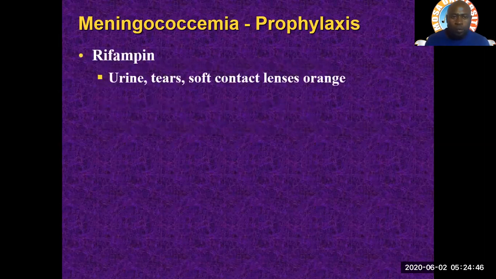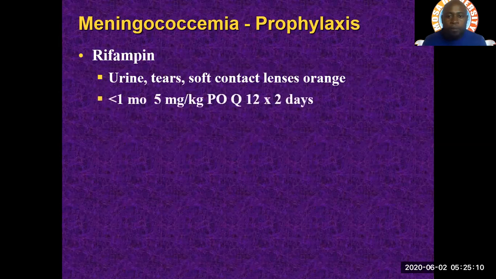So, rifampicin acts as the prophylactic drug of choice. Okay? Once it is given, sometimes these patients may present with soft contact lenses which look orange. Sometimes there will be orange tears on the body. Also, when you talk about urination, sometimes there is increased urine output.